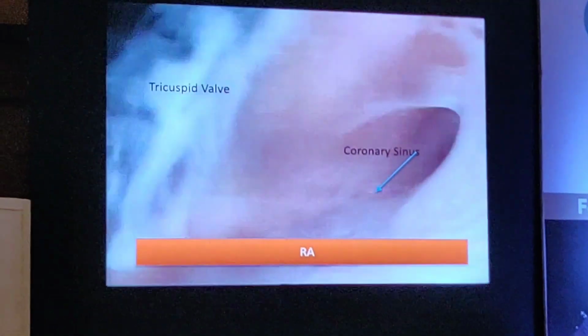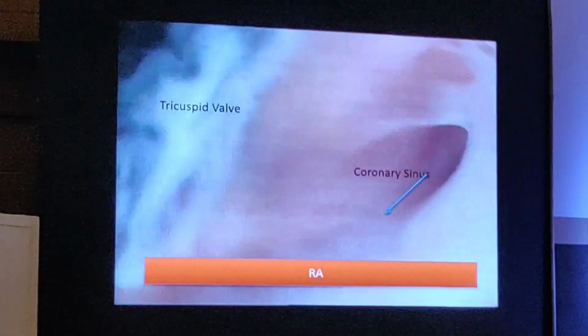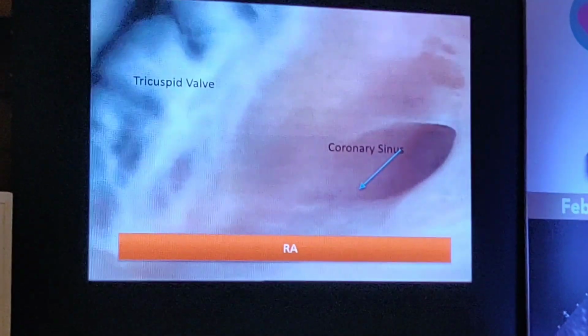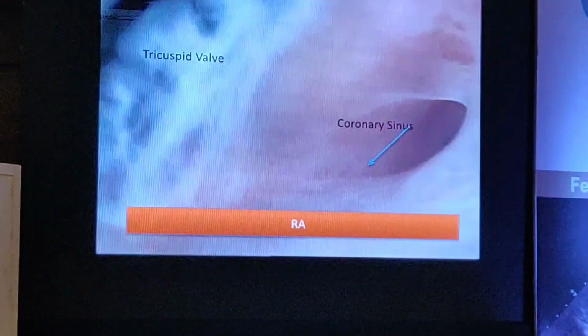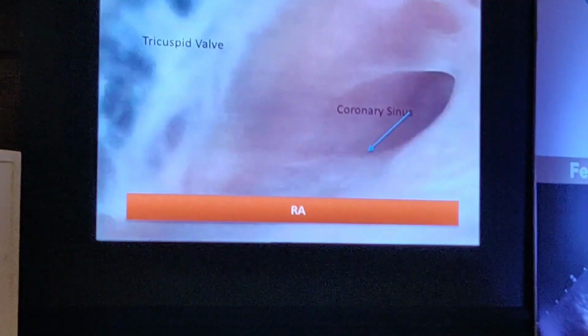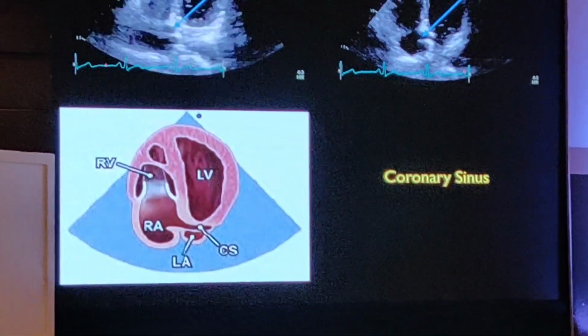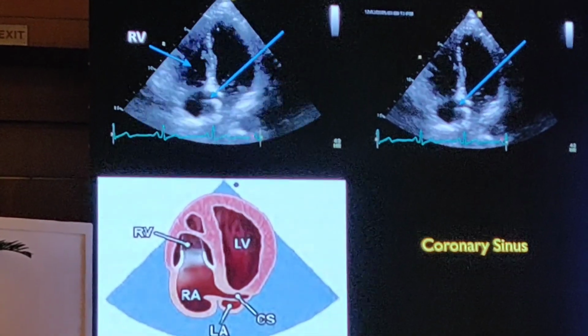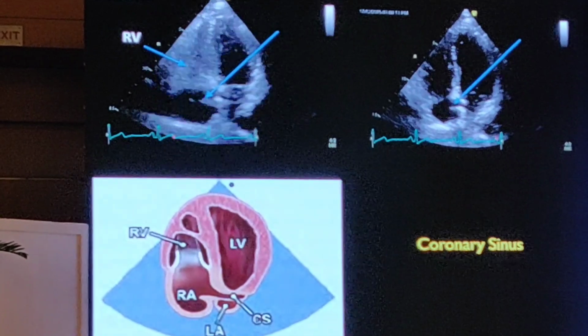Then you have the coronary sinus also. Once in a while you will see a valve which is associated with the coronary sinus. So this can be the Thebesian valve. So be aware of the Thebesian valve which is associated with the coronary sinus. Now, coronary sinus per se is not a normal variant, but it is included because sometimes it can be mistaken by those who are not so familiar with echo or who are starting newly.